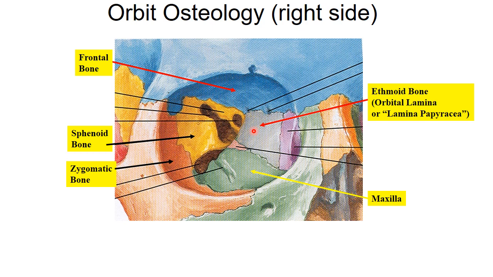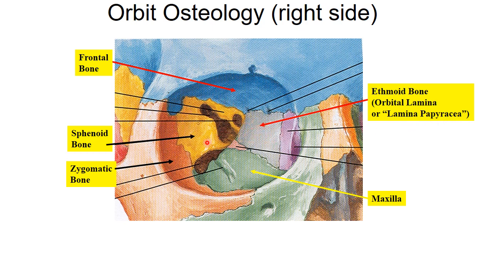Remember we talked about the cribriform plate and the crista galli, same ethmoid bone, also forms the medial wall of the orbit. This particular part of the ethmoid bone forming the medial wall of the orbit has a specific name. It's called the orbital lamina of the ethmoid bone, but it's also called the lamina papyracea, which means in Latin papyrus paper. And we'll talk about why it's called that in a second.